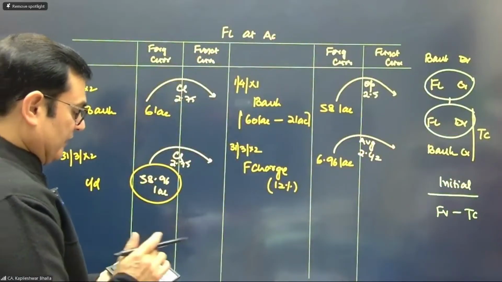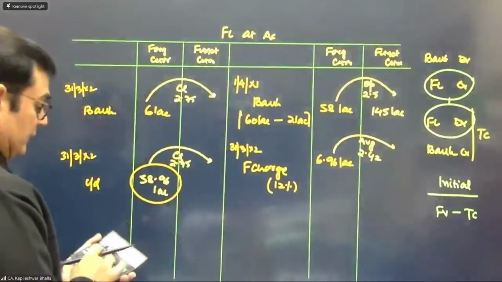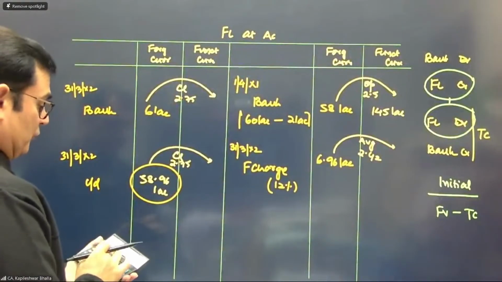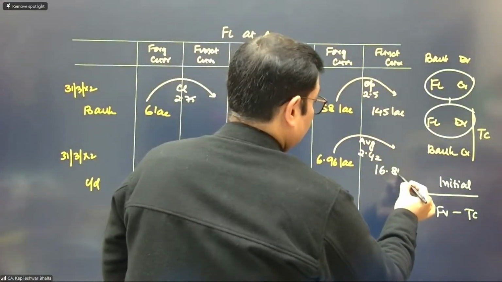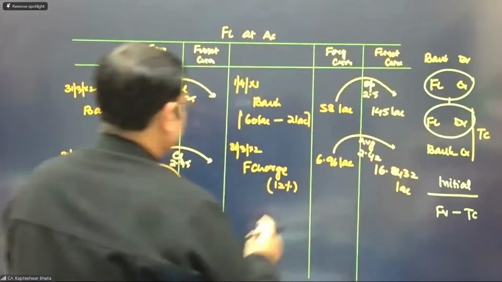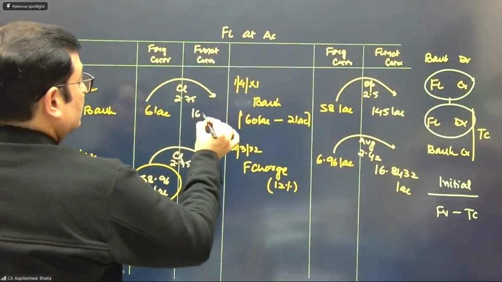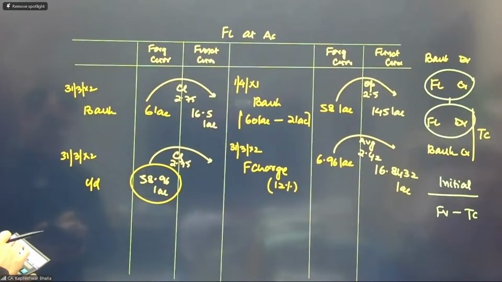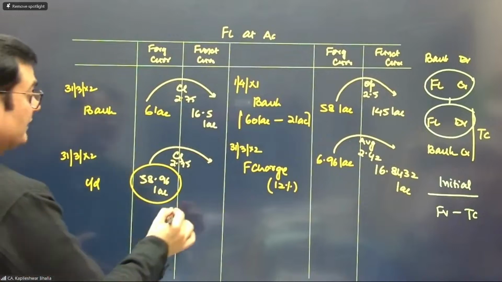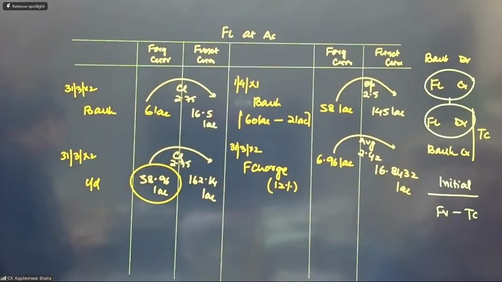So let's convert this. 58 into 2.5 is 145 lakhs. 6.96 into 2.42 gets converted into 16.8432 lakhs. Then 6 into 2.75, that comes to 16.5 lakhs. And this works out at 162.14. Yes, that's right.